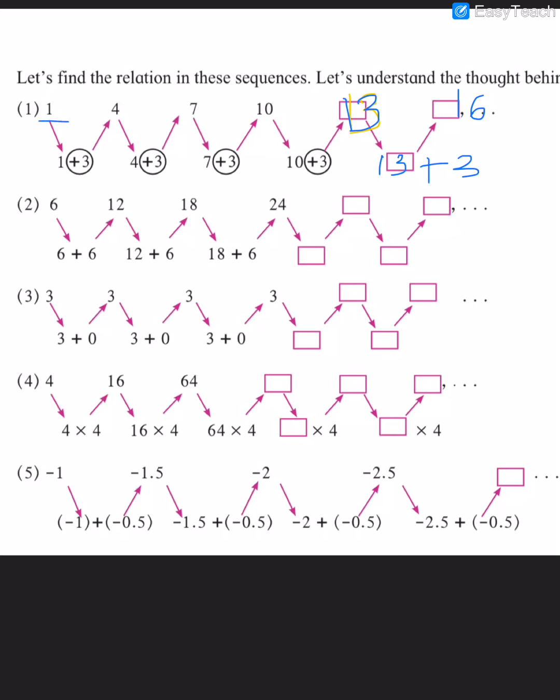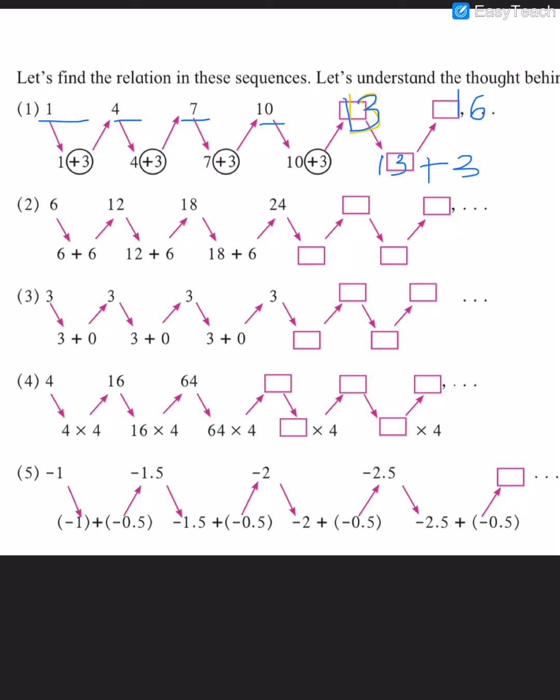So 3 is added to all these terms. You can see 1 plus 3, 4 plus 3 is 7, 7 plus 3 is 10, 10 plus 3 is 13. So 3 is the increment, or the increase, in each term of the sequence. So we have filled the boxes. Go to the next question.